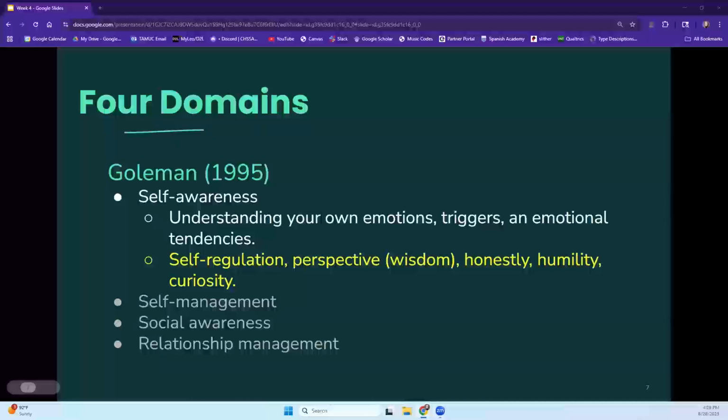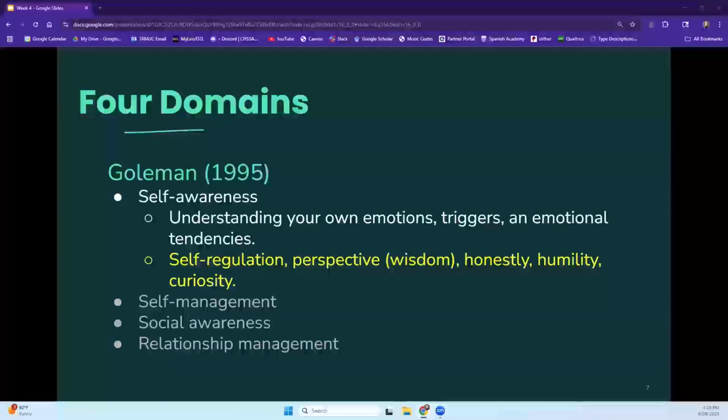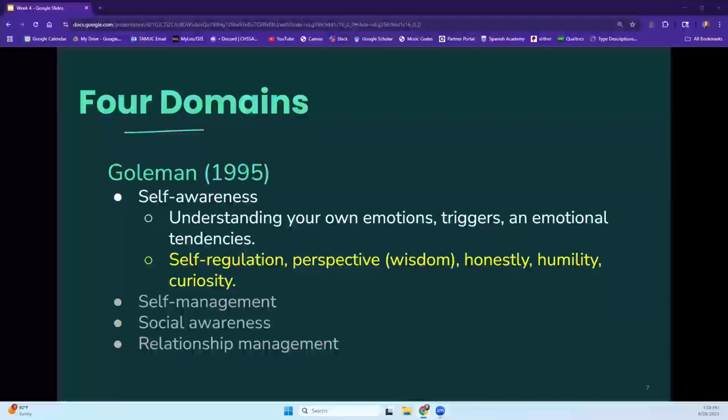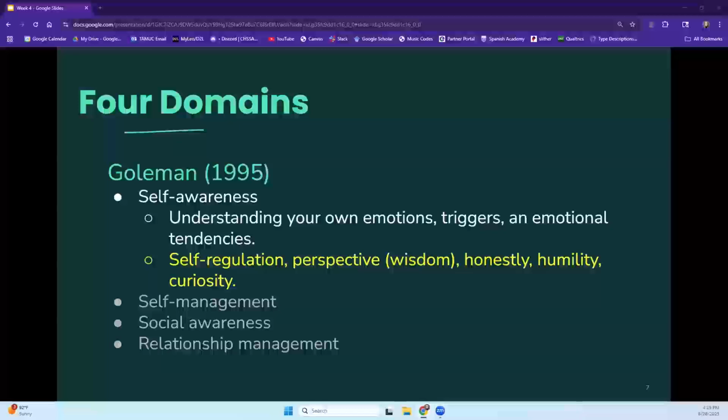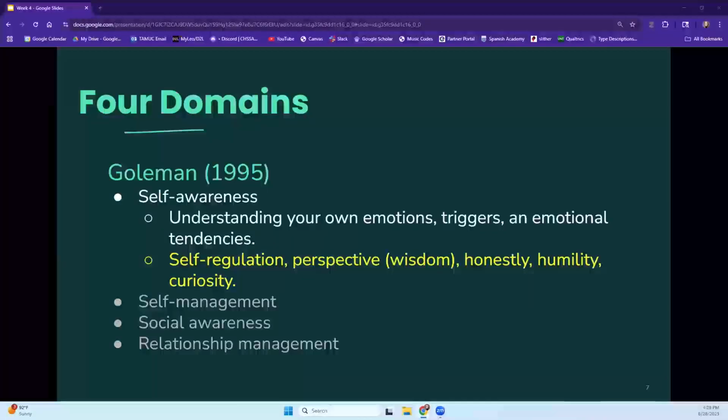We're going through here these first several weeks, Goleman's four domains. That first week, week 2 rather, we looked at self-awareness, which was understanding your own emotions, triggers, and emotional tendencies. So that was week 2.